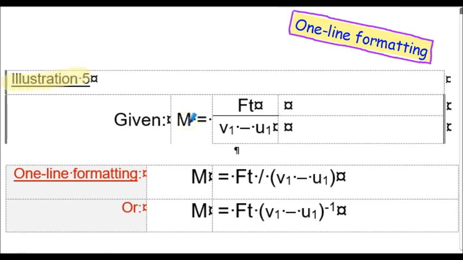Illustration 5, again a two-line formula given for m. We can write it on one line by having our v1 minus u1 in terms of a bracket, so we're dividing by the bracket here. Or we could raise the bracket to negative 1 and multiply.